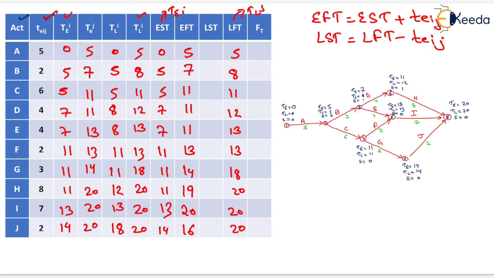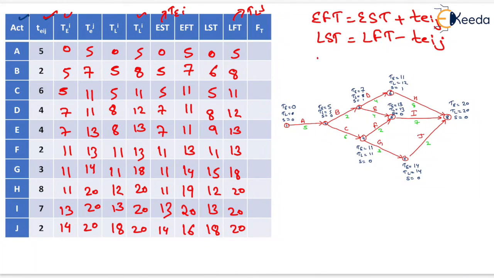Now, LST will be equal to LFT minus activity duration, that is TEIJ. On subtracting the activity time from the LFT, we will have the LST equal to 0, 6, 5, 8, 9, 11, 15, 12, 13 and 18. That is the LST value.